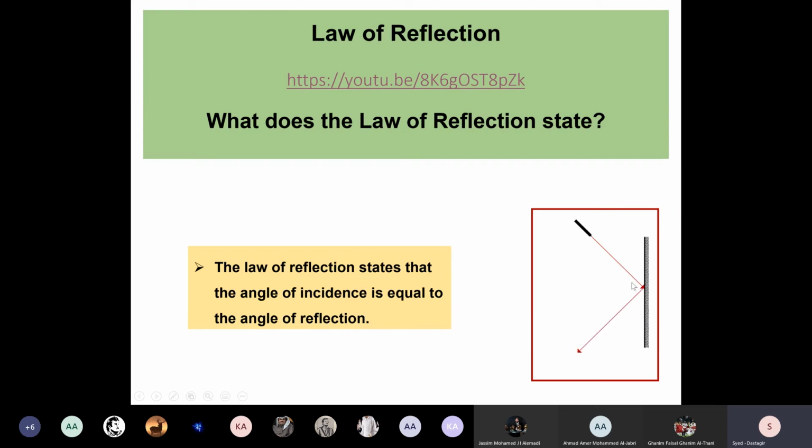So if you see here, we put the normal in the middle. The angle of incidence is equal to the angle of reflection. So imagine this is a torch. The light ray is there, and the reflection's there, and we can measure the angles. How do we measure the angles, guys?